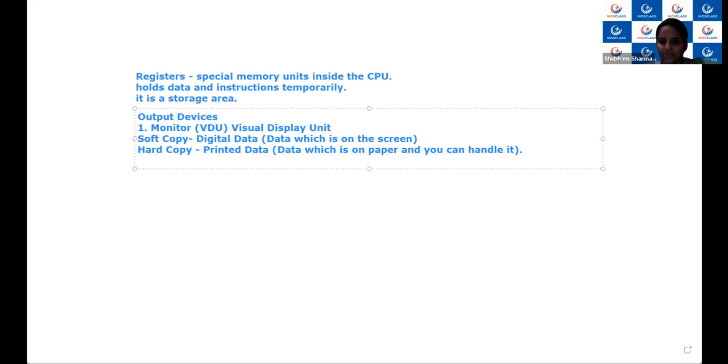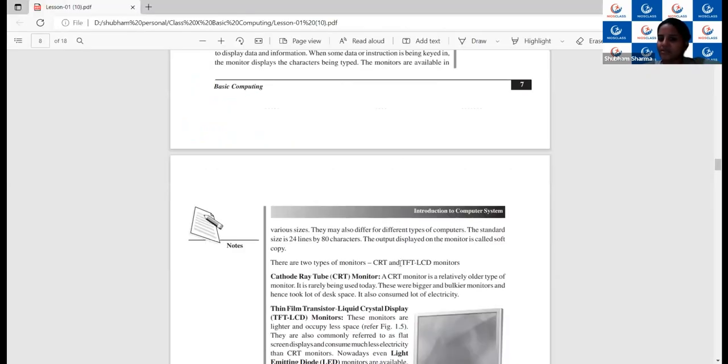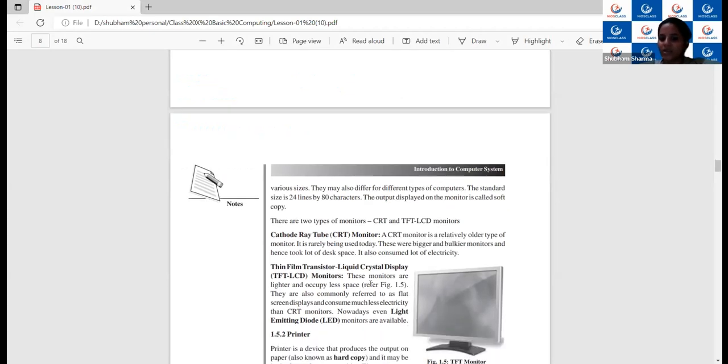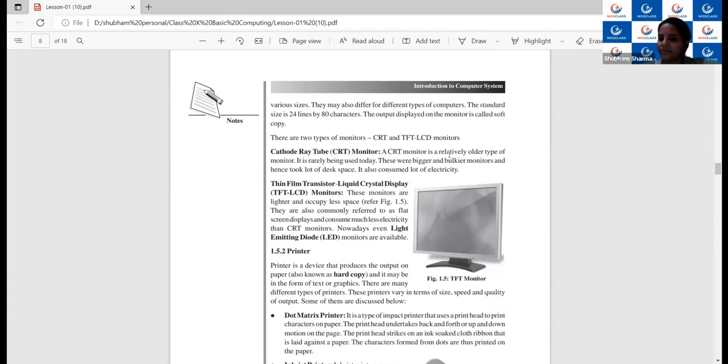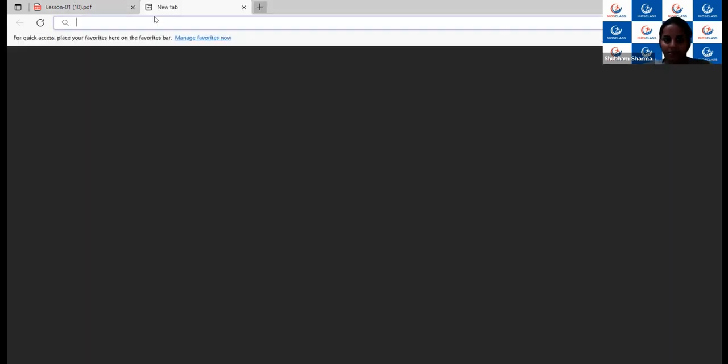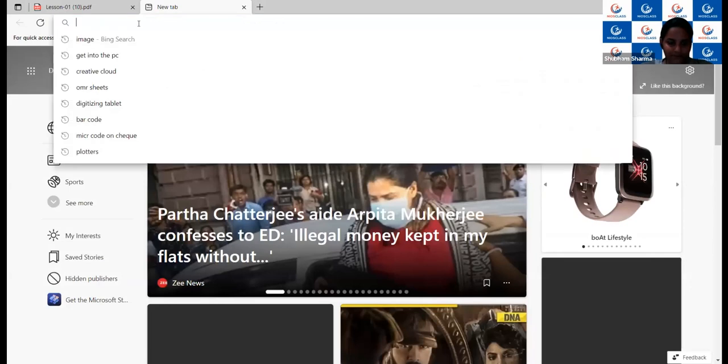Okay. Now there are two types of monitors, CRT and TFT LCD monitors. CRT monitors are a relatively older type of monitor. They are rarely used today. They were bigger and bulkier monitors and hence took a lot of desk space. They also consumed a lot of electricity. Let me show you the CRT monitor.